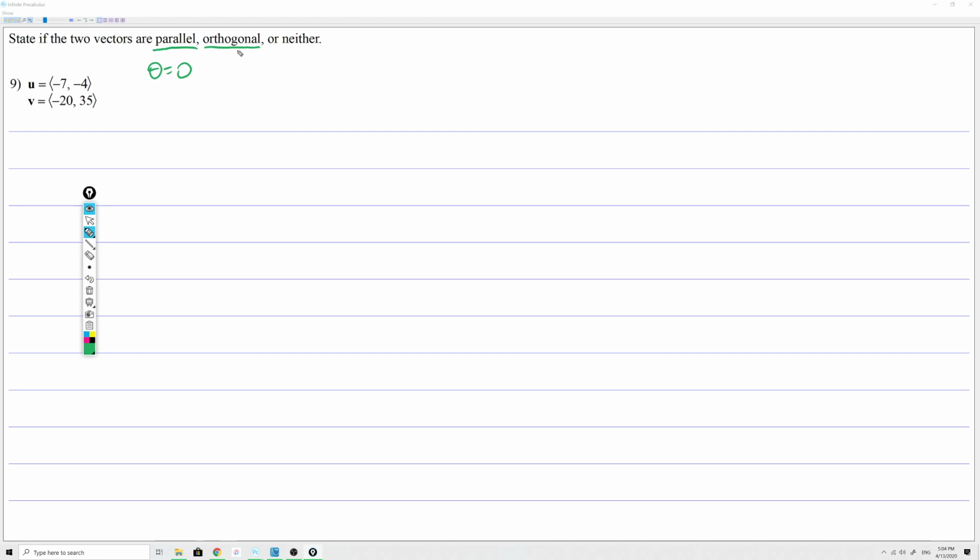Now, this looks like a new word. I promise you it's not. Orthogonal in math is basically a synonym for the word perpendicular. There's some slight differences, but not really. So if you calculate the angle between two vectors and you get 90 degrees, it means that they are orthogonal vectors. And if you get anything else, the answer is neither. So for this last set of questions, just calculate the angle between the two vectors and then think about if the angle is something special or not.